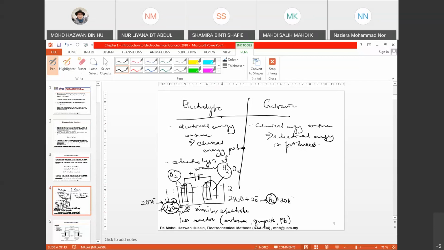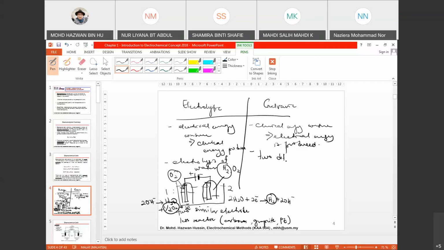Okay. So again, as I said, for electrolytic cell, the energy conversion is from electrical to chemical. Types of electrode is two similar electrodes. And then what are the things that you might know for electrolytic cell? Okay, it uses an external supply, which in this case is a battery. So examples will be electrolysis of water.